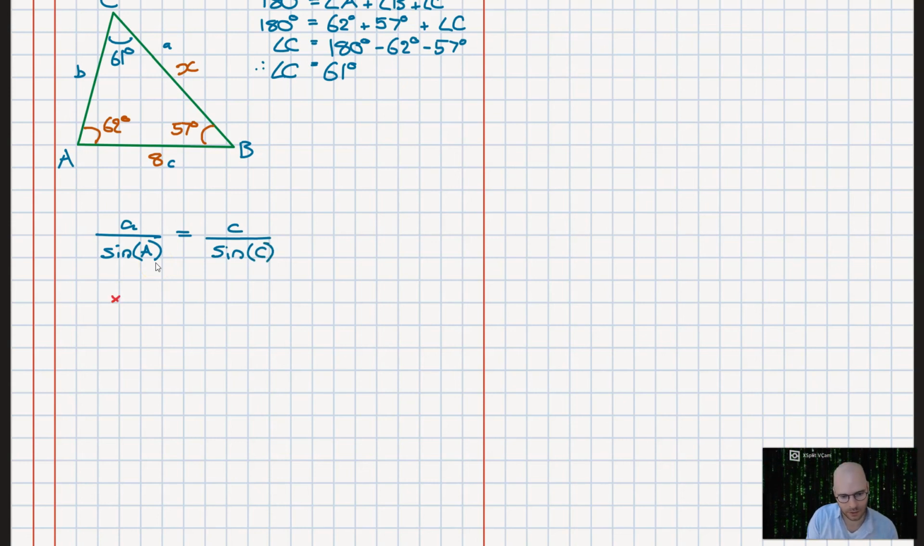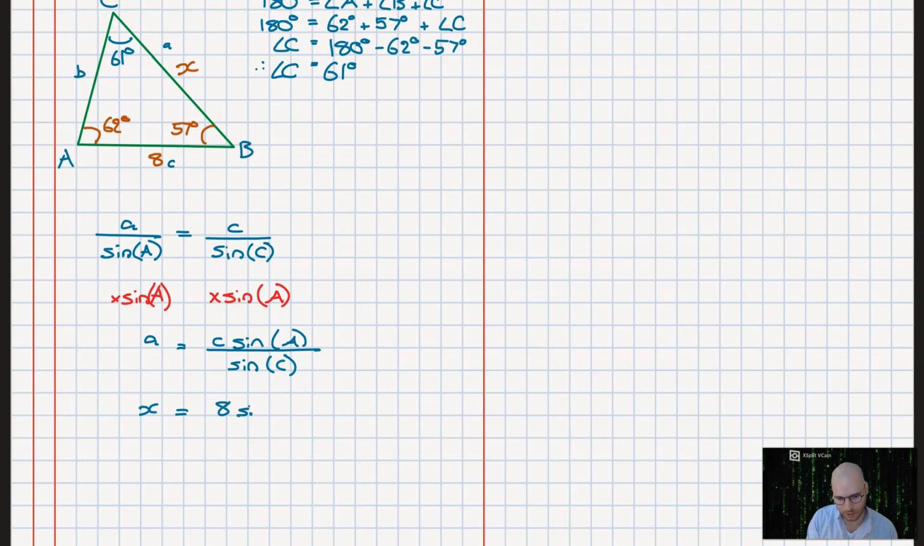Now next step is we need to rearrange such that a is the subject, because that's what we're solving for. So we're going to go sine A times c over sine C. And finally what we get is a is equal to c sine A all over sine C. Substituting in the values, we get not a but x, then c is 8, sine A, which is 62 degrees, all over sine C, which is 61 degrees.